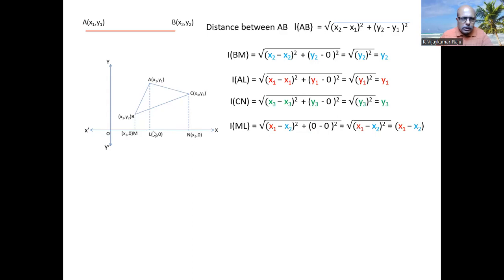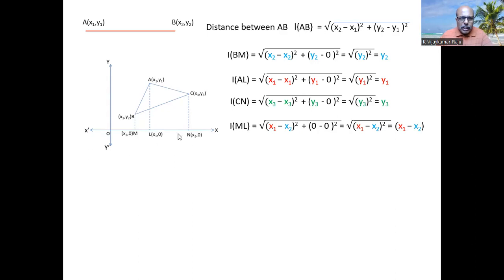Now this length I have to calculate. Okay, so this is x1 minus x2. X1 minus x2 whole square plus 0 minus 0 whole square. So this is root of x1 minus x2 whole square. So the square and root cancel, it is only x1 minus x2.